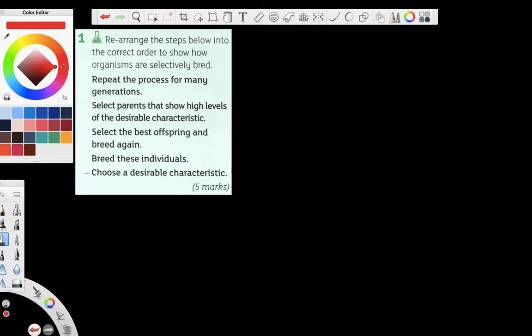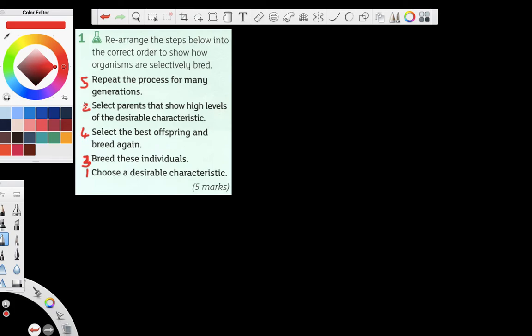Number one should have been choose a desirable characteristic. Number two should have been select parents that show high levels of the desirable characteristic. The third one should have said breed these individuals. So that should be number three, not number two. Next one should be select the best offspring and breed them together again. And then number five, you should have put repeat this process for many generations.